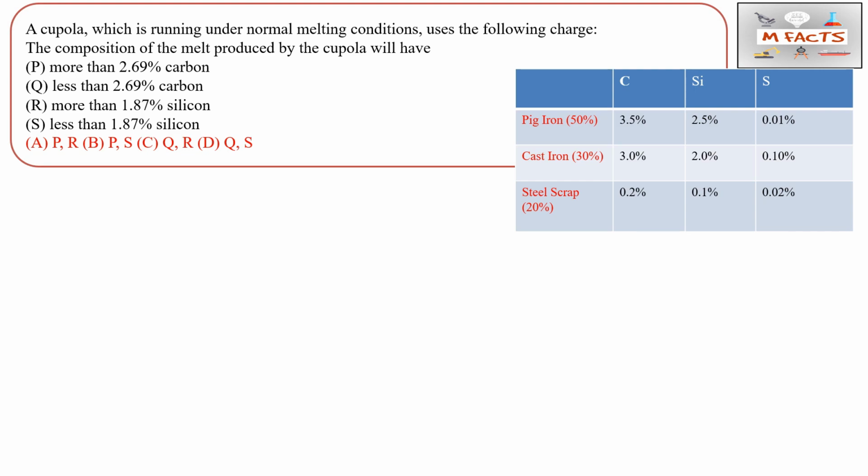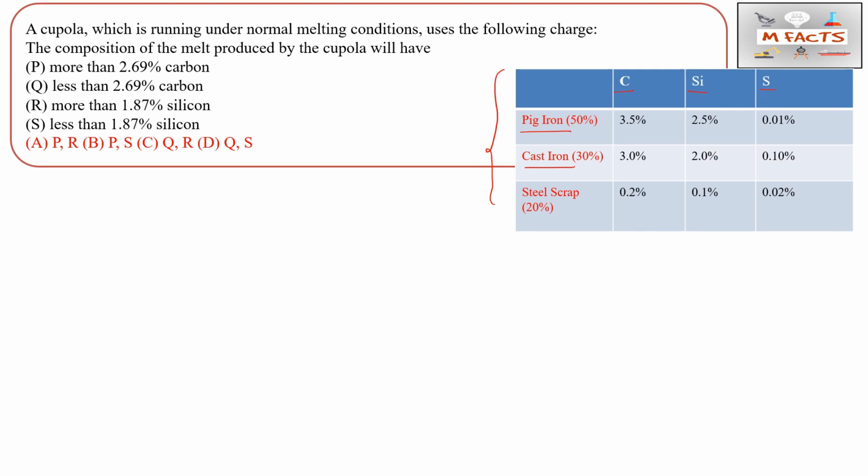Okay, so the question is: a cupola which is running under normal melting condition uses the following charges. So these are the charges given: pig iron, cast iron and steel scrap. Pig iron we are using 50%, cast iron 30% and steel scrap 20%. And in these charge materials, the carbon percentage is given, silicon percentage is given, and sulfur percentage is also given.